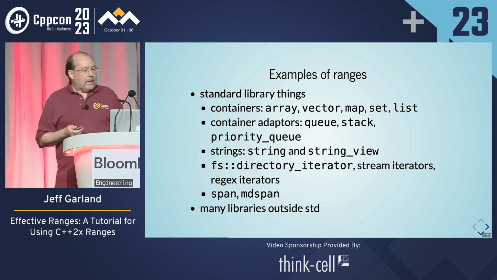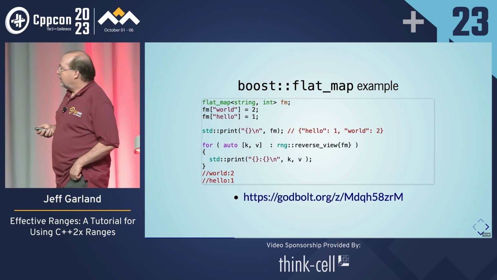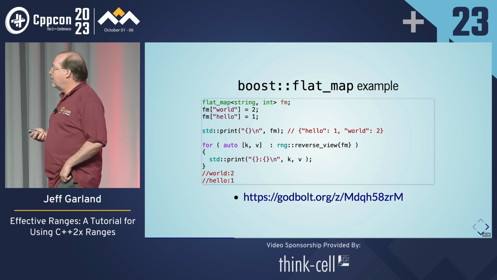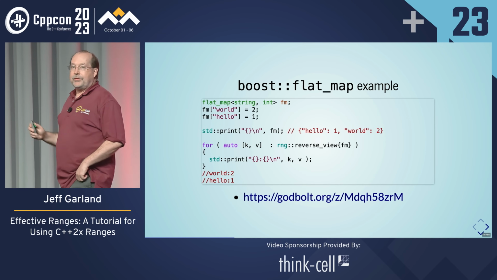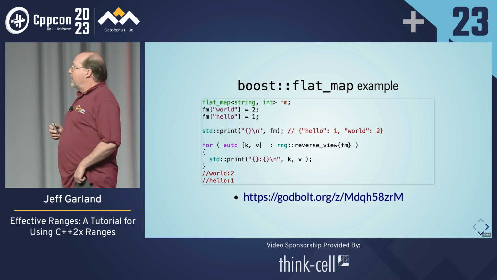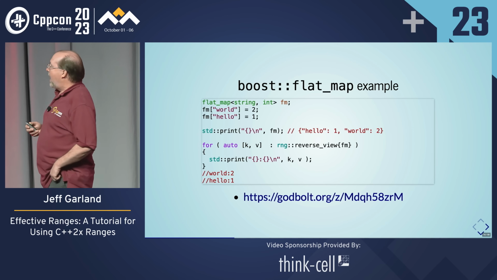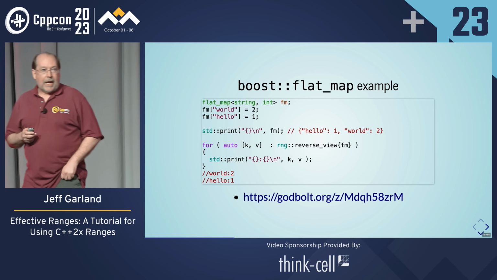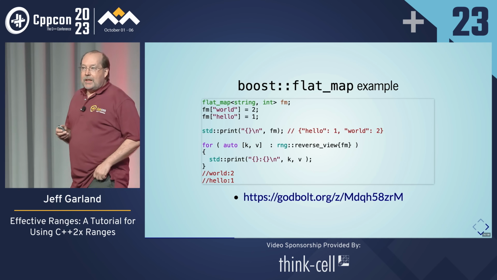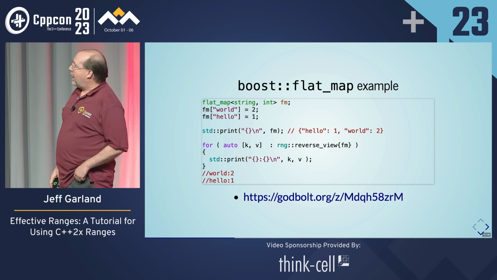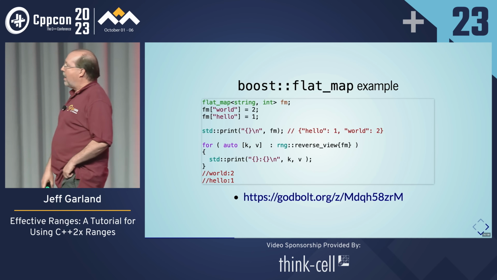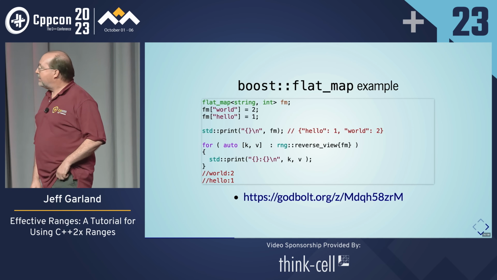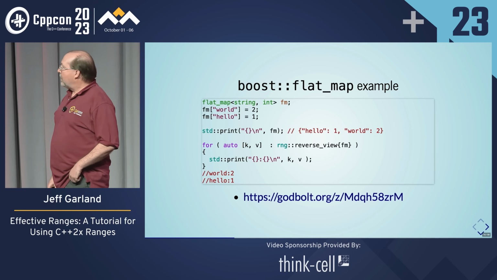So there are many libraries, of course, outside the standard that also model ranges. So here's an example. Here's Boost flat_map. Anybody use that? Well, there's going to be an std one now soon, but implementations are slow to come. So here's a flat map of string and ints. Put a couple of values in it.